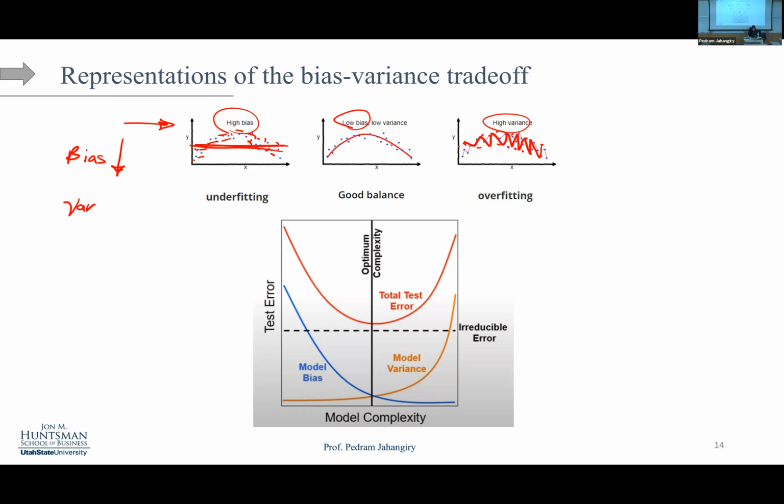When you go from left to right, the bias decreases. This is what we are showing. When we go from left to right, the variance increases. This is what we show here. What's the optimal point? Somewhere in between. This is a model with optimal amounts of bias and variance.